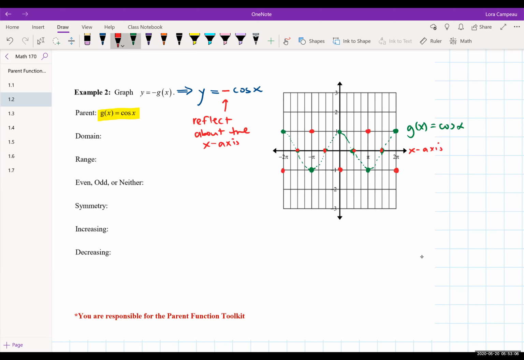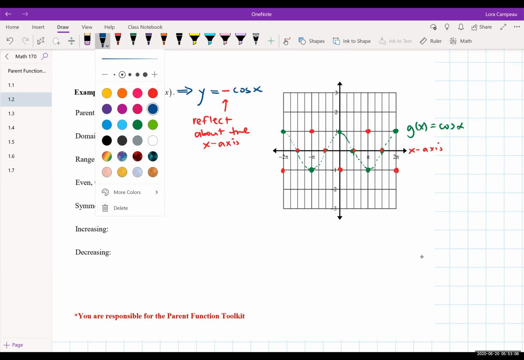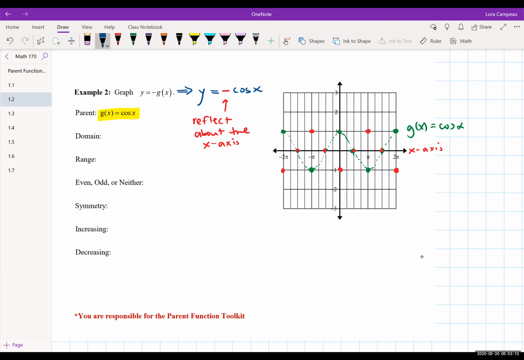So if I were to connect those points in the same manner, it appears that we're going to have the cosine graph reflected about the x-axis. We do the best that we can. And I can label that so that we have that. So y equals negative g of x, or if you want to relate it to the actual function, that is okay.